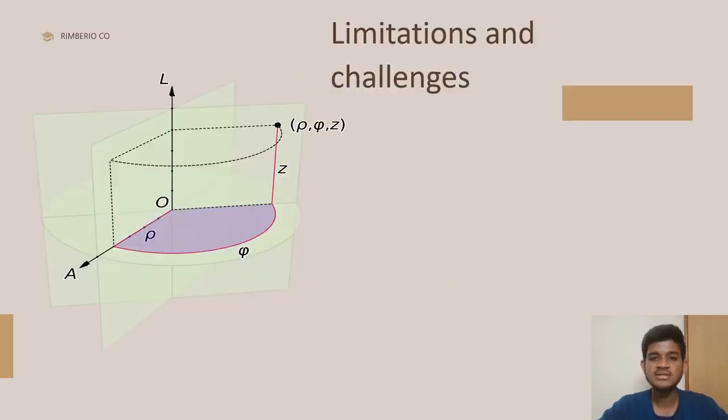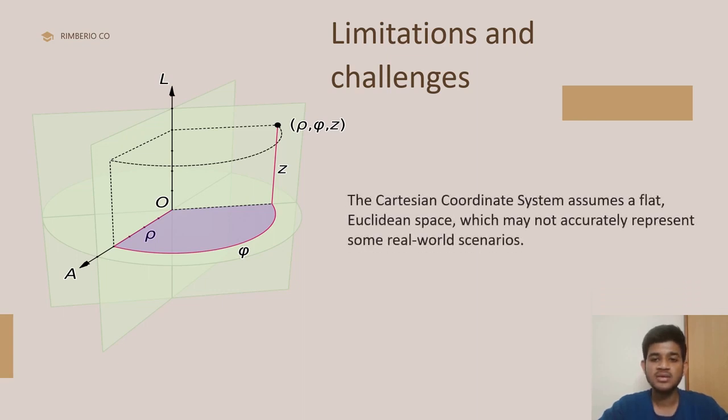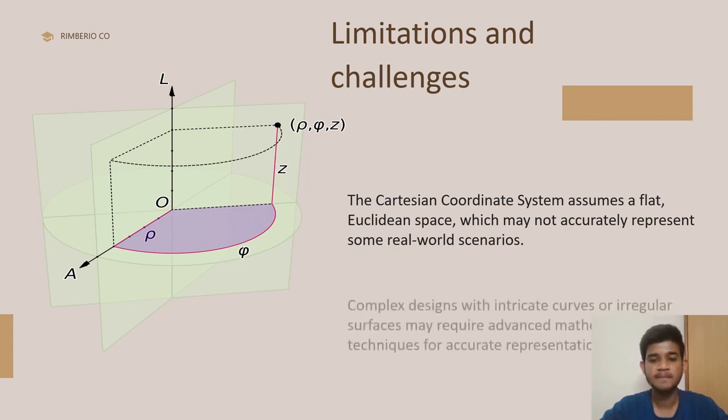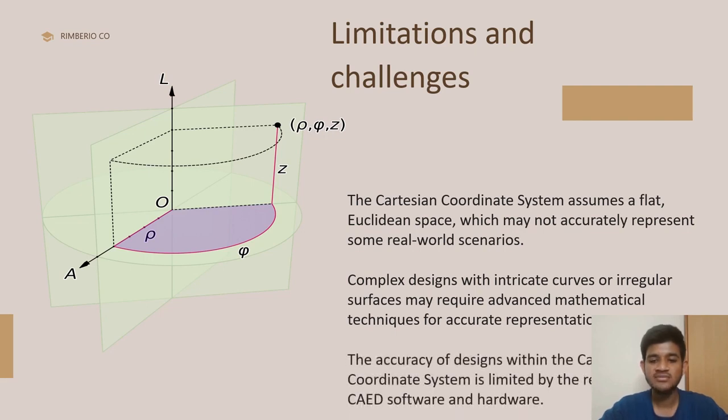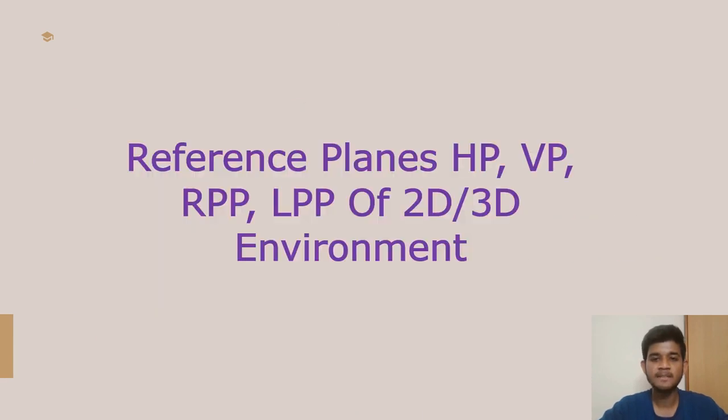Now let us see the limitations and challenges of the coordinate system. The Cartesian coordinate system assumes a flat Euclidean space, which may not accurately represent some real-world scenarios. Complex designs with intricate curves or irregular surfaces may require advanced mathematical techniques for accurate representation. The accuracy of design with the Cartesian coordinate system is limited by the CAD software and hardware.